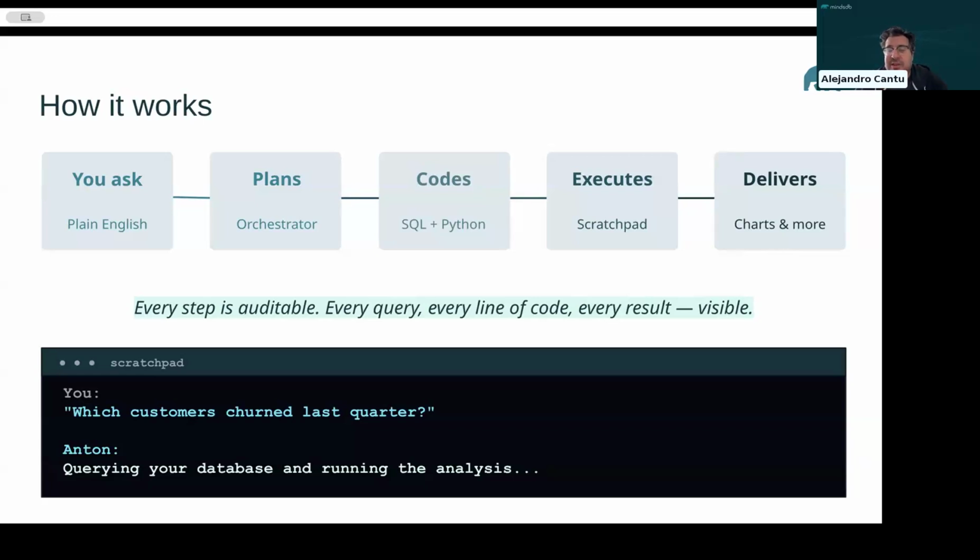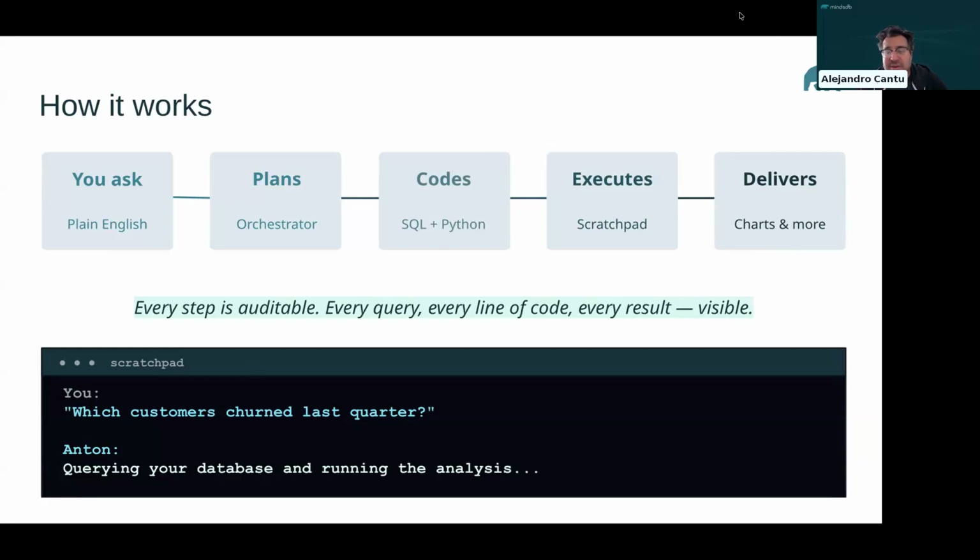Then the next step is where it codes. It thinks, all right, I need to find this answer, so I need to build a SQL query or build this Python code, and it starts working on that. The really cool thing about Anton is how it executes this code. We have these things called scratchpads that I'm going to go a little bit deeper into in a second. In the end, these are containerized environments that Anton can use to run and execute code in a safe, complete manner.